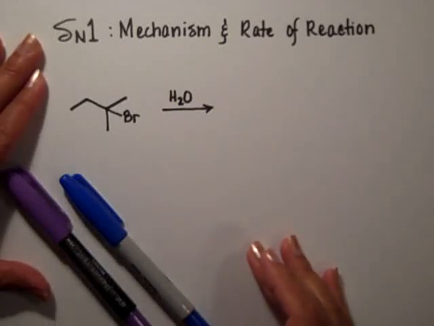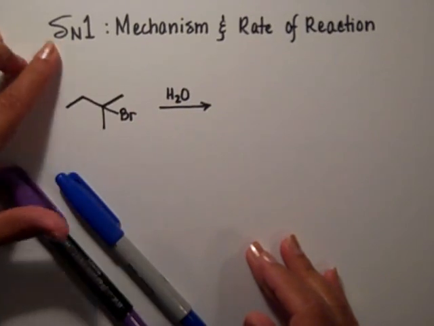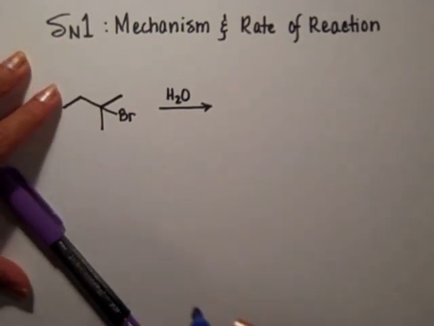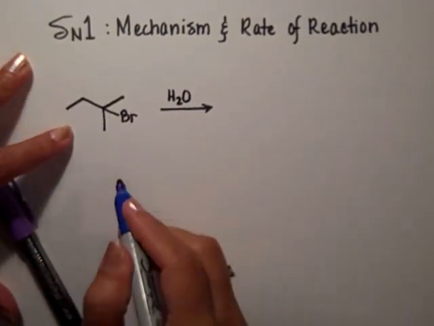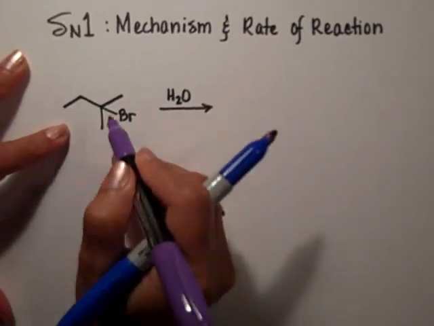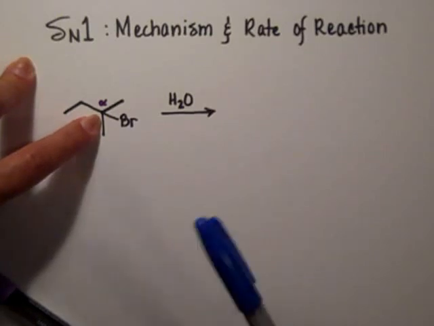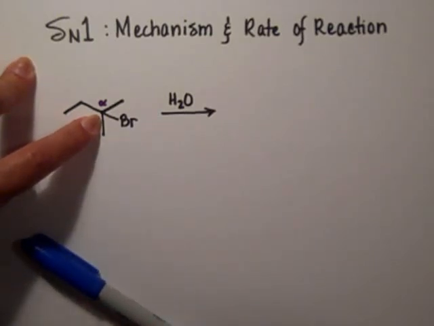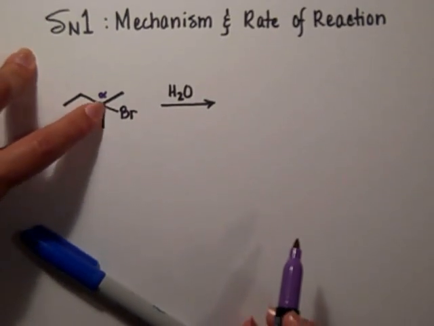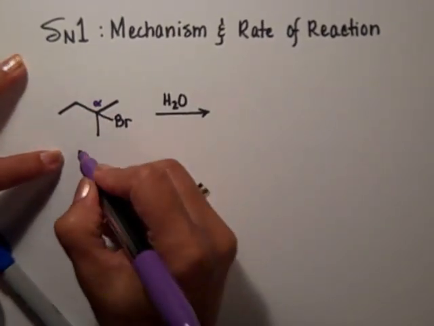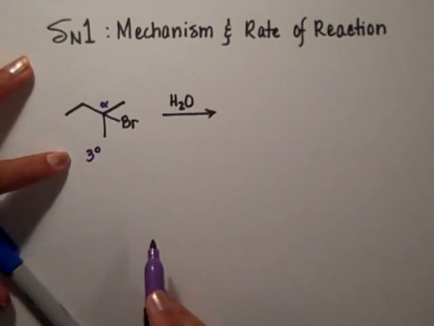The other substitution mechanism is the unimolecular mechanism, the SN1 reaction. And if you want an SN1 reaction, we need to, of course, have the right alkyl halide. So let's classify our alkyl halide. The alpha carbon is the carbon that has the halide attached to it. And that carbon is attached to 1, 2, 3 carbons. So it's a tertiary alkyl halide.